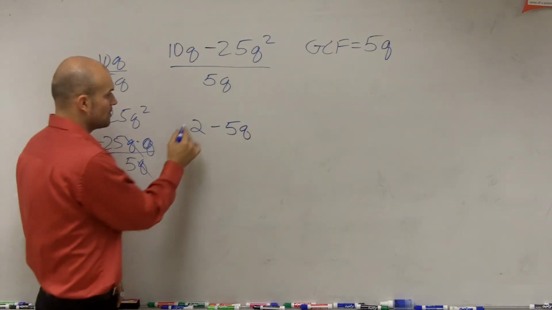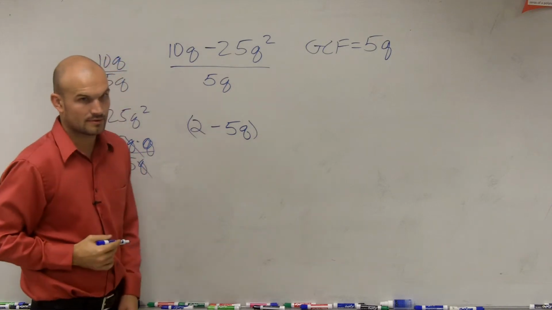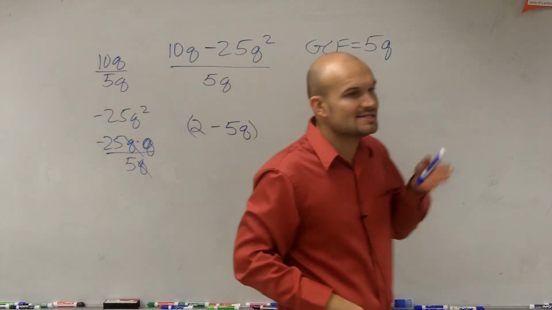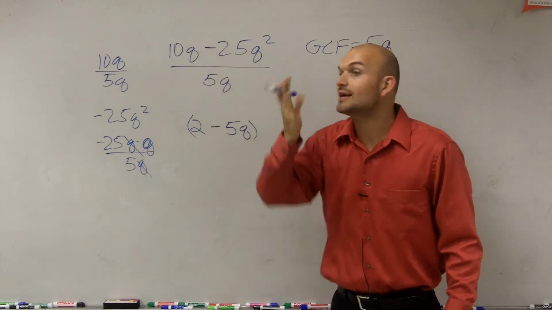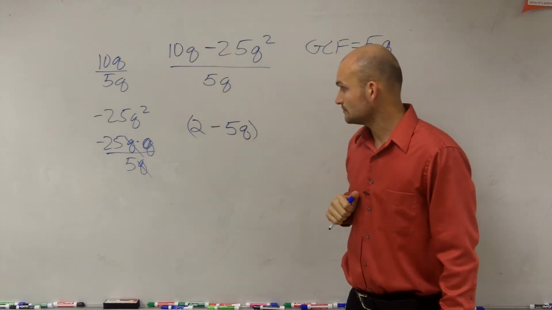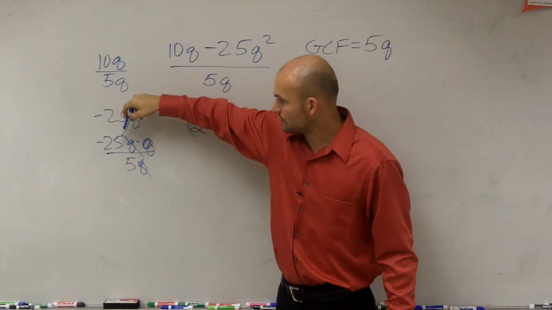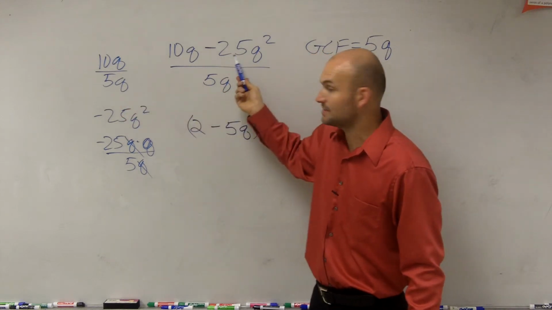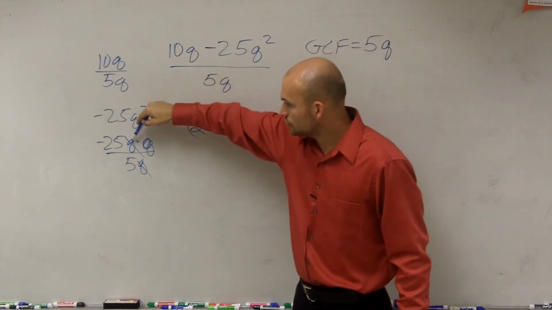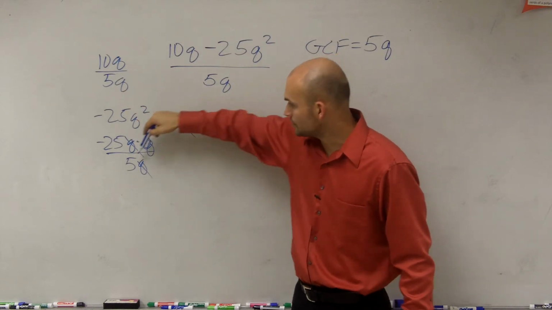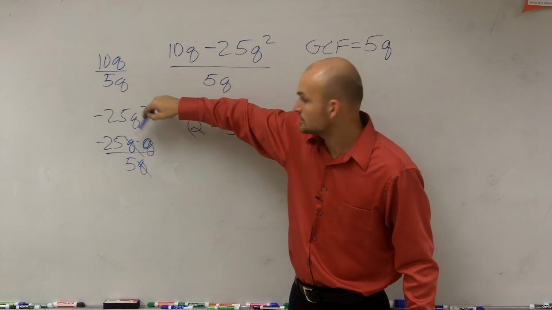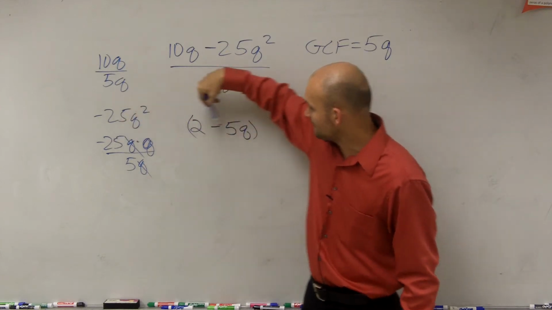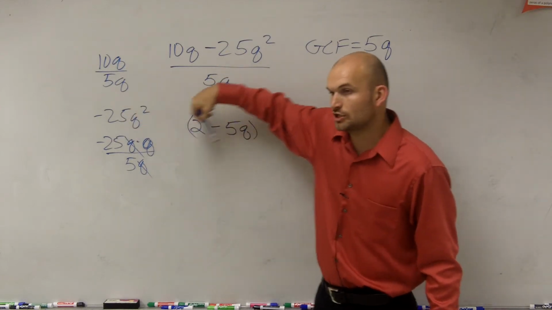Okay, so that is what we call one factor. But then we need to determine what is the other factor that we have to multiply by this to get our original answer. Because negative 25q times q is the same thing as that. So I divided it by 5q. q divided out by q, but there's still a q left. So negative 25 divided by 5 is negative 5, and then there's still a q there.